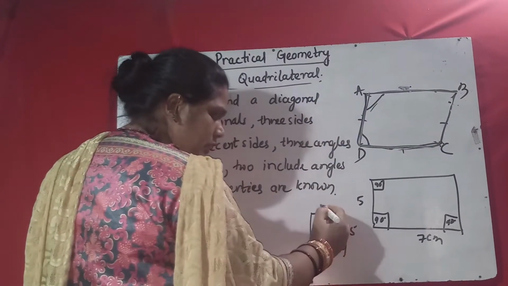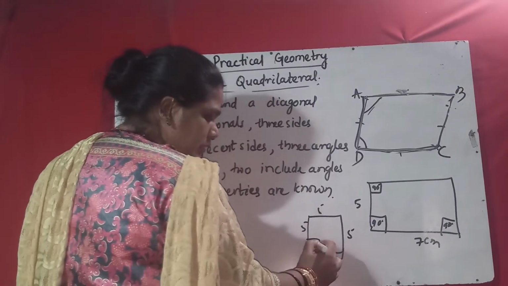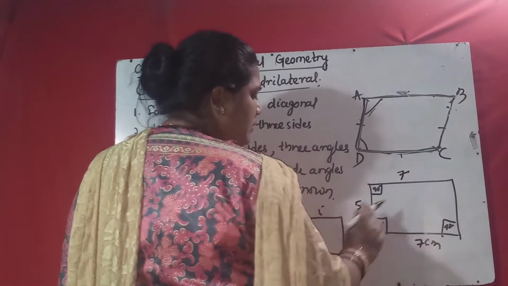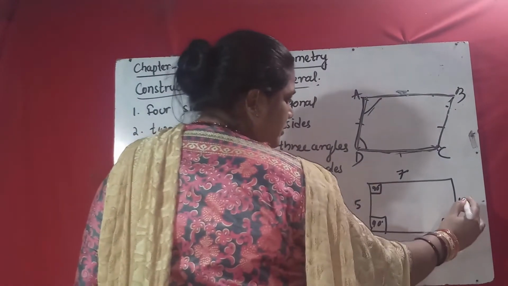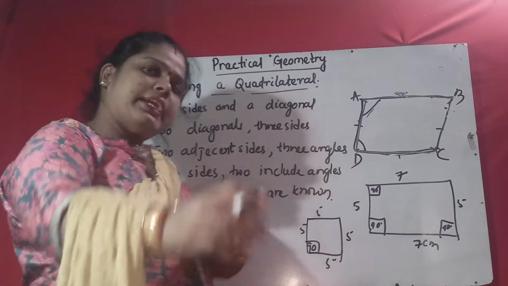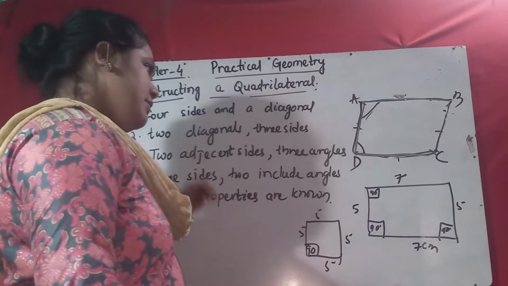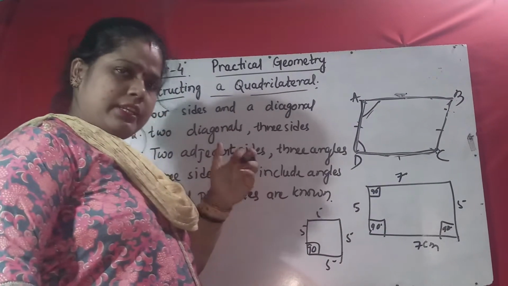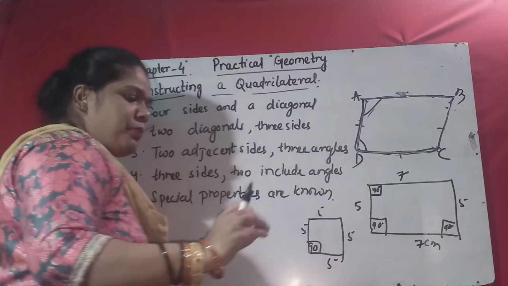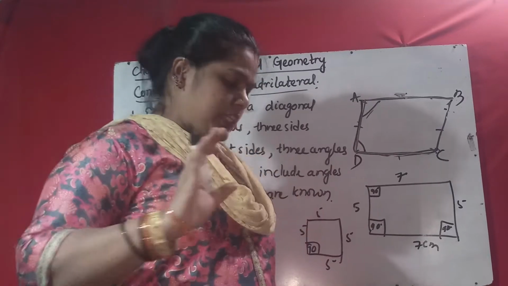All sides are equal. So this is 5, this is 5, this is 5. Each angle is 90 degrees. In the rectangle, this is 7 cm, this is also 7 cm, this 5 cm and this 5 cm. So like this we have to recall the rhombus properties, parallelogram properties, then we can easily construct any quadrilateral. So minimum 5 pieces of information are required to construct a quadrilateral.